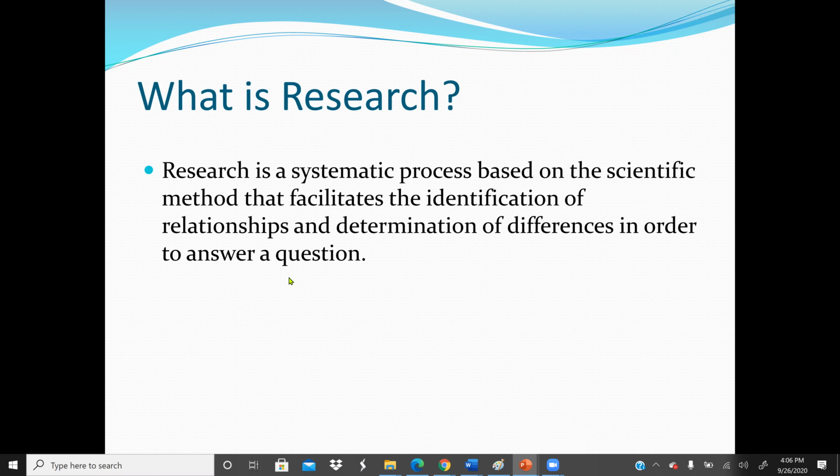So again, research is a systematic process based on scientific method that will facilitate the identification of relationships between two or more variables. In terms of the cigarette smoking causing lung cancer example, we may have more than only cigarette smoking. Maybe there are other factors: good nutrition, physical activities, and taking the right medication, etc. These all may affect the outcome of lung cancer. So we want to identify the relationships between variables and also the determination of differences in order to answer our question.